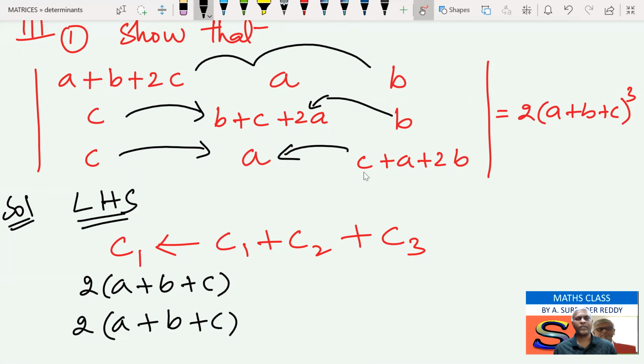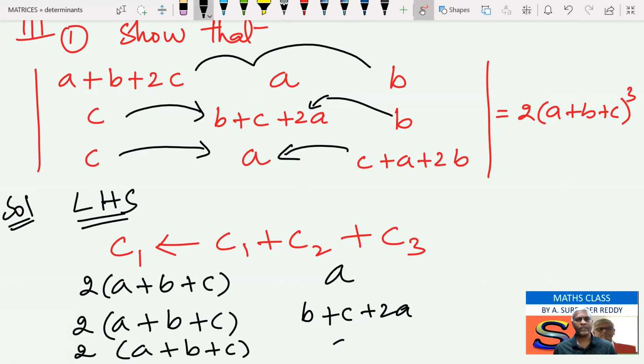Similarly the third యాడ్ చేస్తే c plus a plus c plus a plus 2b. ఇది కూడా సేమ్ 2 into a plus b plus c అవుతుంది. The remaining you can write as it is. Remaining C2 is a, this is b plus c plus 2a, so b, c plus a plus 2b.